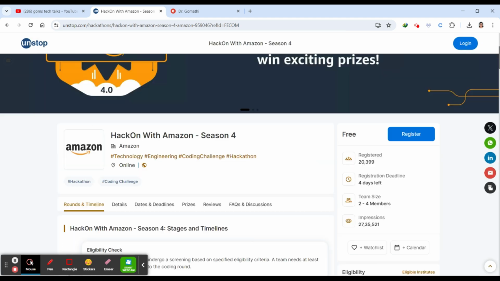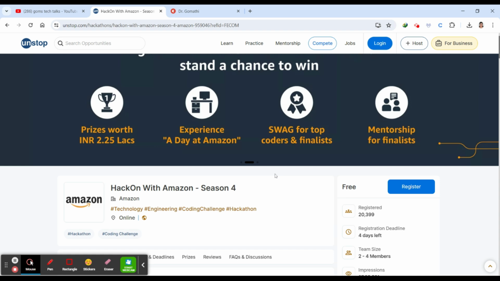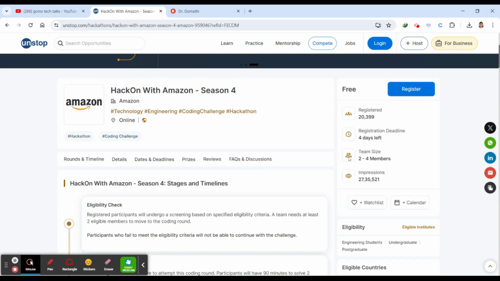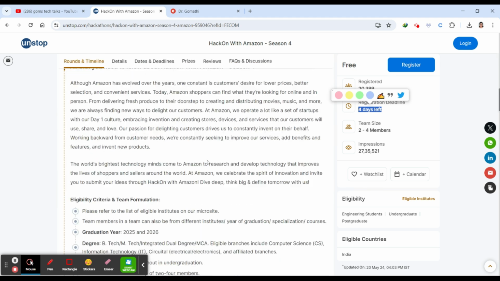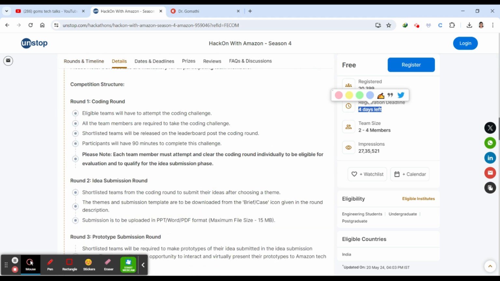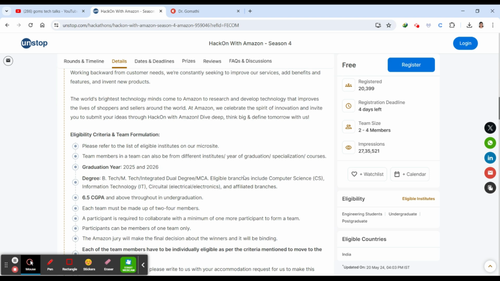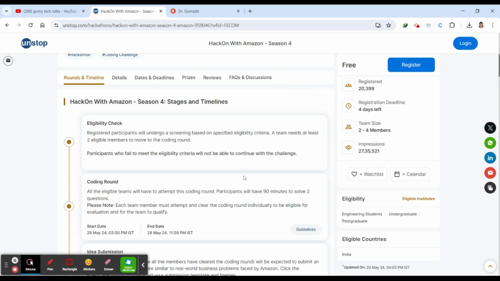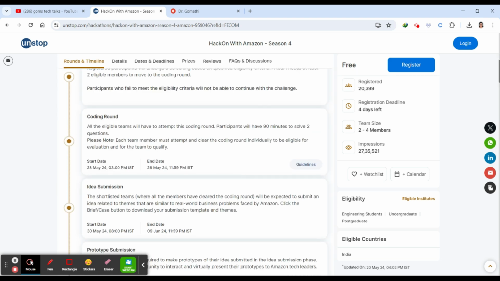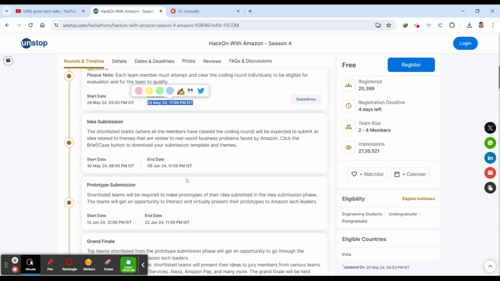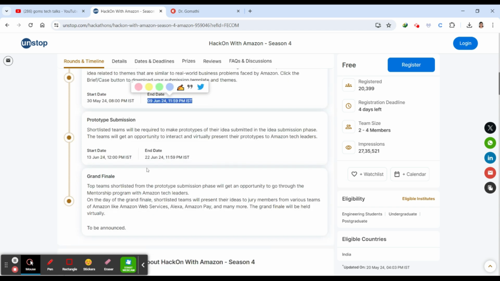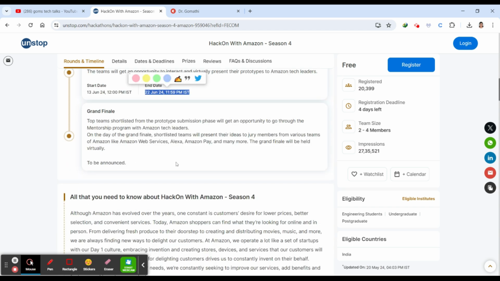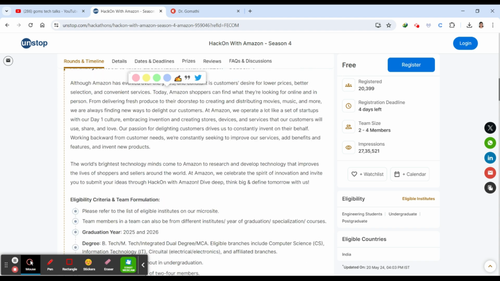You have only 4 days until the deadline. The last day is nearing soon. The registration deadline is only 4 days away, which means you have to register on or before the 25th. They have some specific rounds. The first round will be the coding round, and they have mentioned the date for each round. The first round ends on May 28, and the second round, idea submission, ends on June 9. The third round ends on the 22nd of June, and finally your result will be announced.